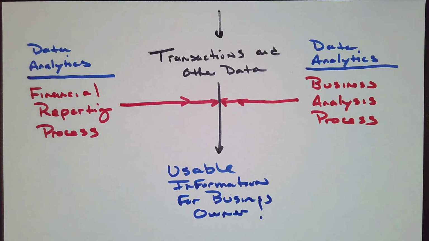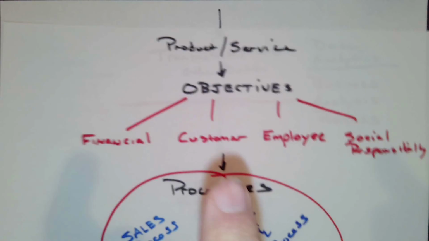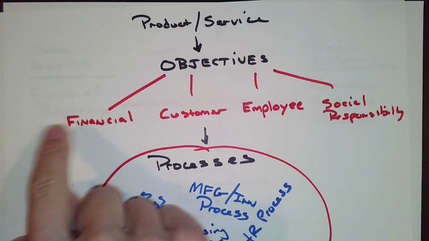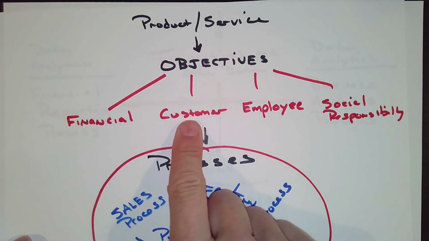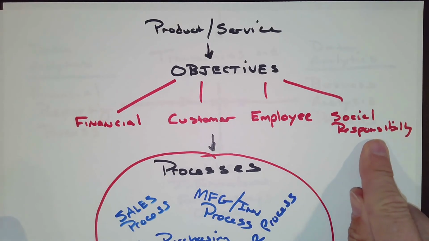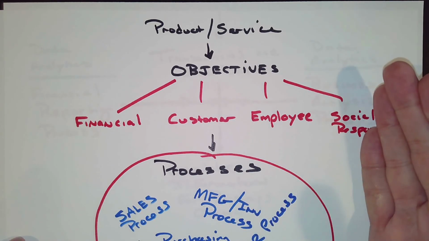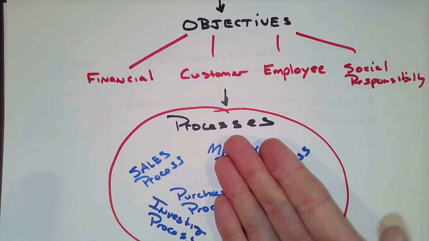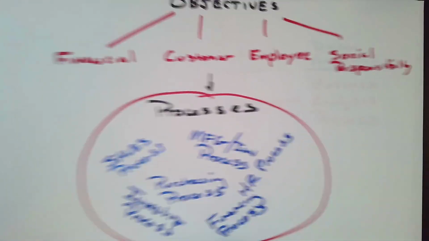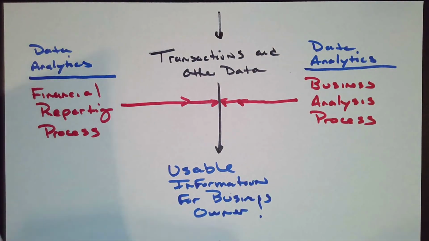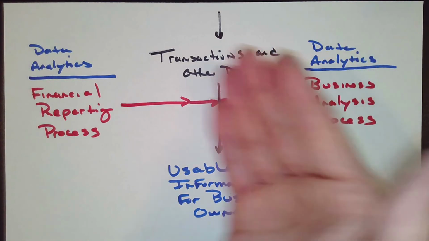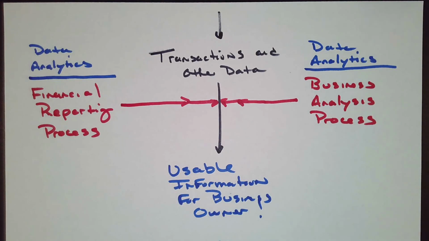Okay? And what's the business owner going to do with that? They're going to take this information and go back and evaluate how well our results compared to what we set for objectives, both for financial, customer, employee, and social responsibility. Did we meet it? Can we improve it? And maybe we need to improve our processes. And then if we improve our processes, we'll go through another year and we'll see how those improved processes are going to help us both from a financial reporting process as well as a business analysis process.